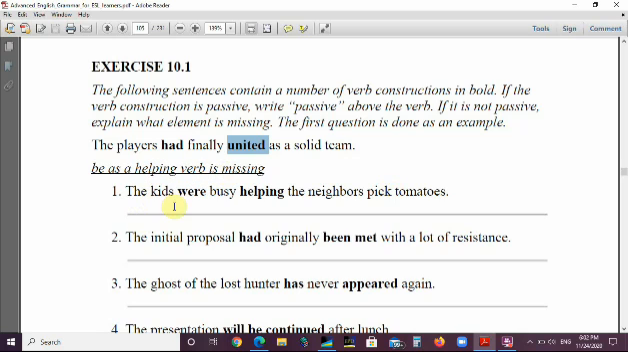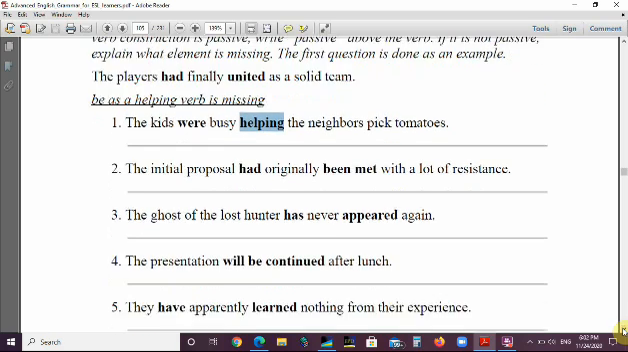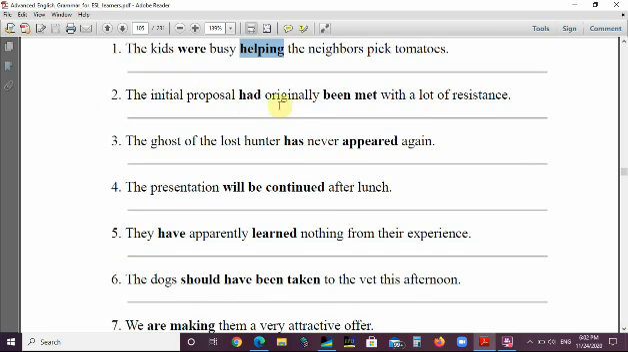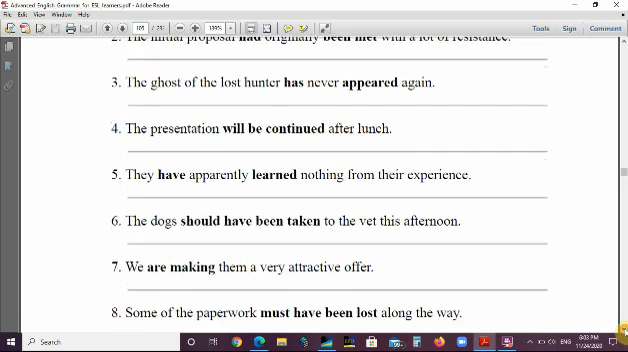Number 1, the kids were busy helping. So, we have verb to be here, but where is the past participle? So, it's not passive because the past participle is missing. Number 2, the initial proposal had originally been met. So we have verb to be here and the past participle, so this is passive, and so on. Let's move on to the next point.